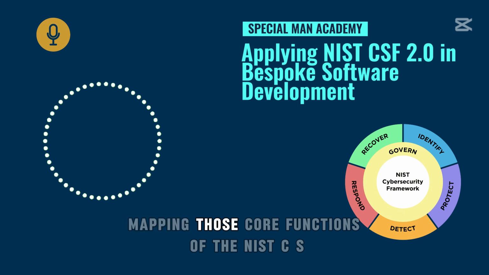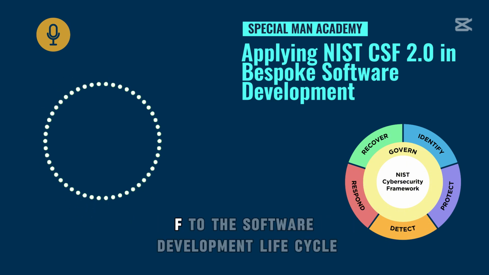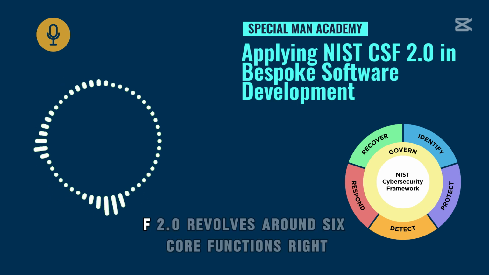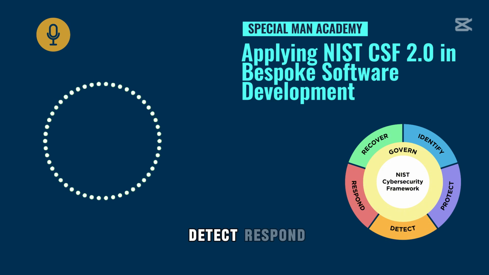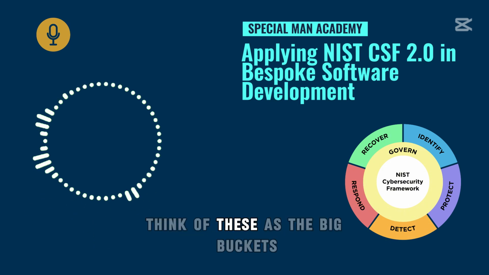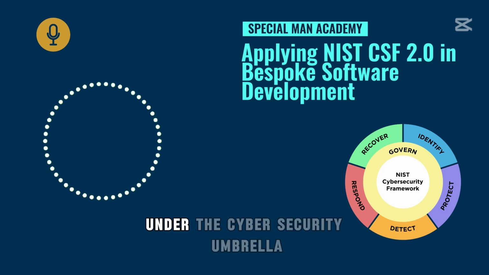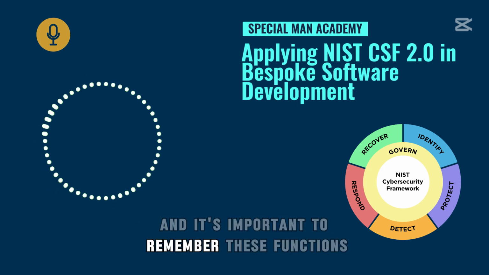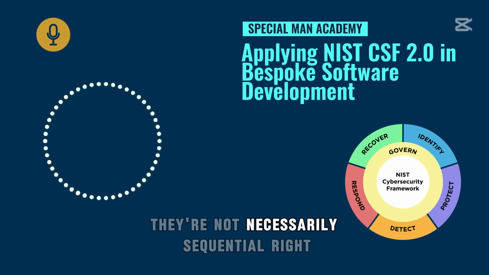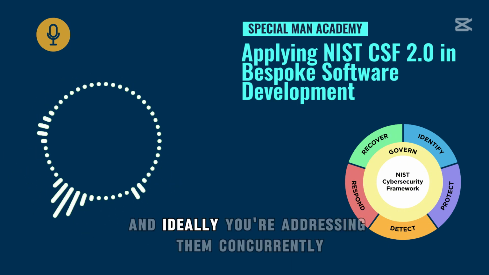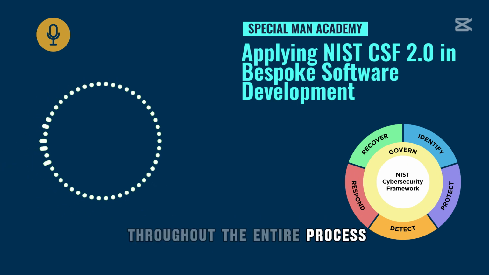Let's do it. Mapping those core functions of the NIST CSF to the software development lifecycle. Okay. So as we mentioned, CSF 2.0 revolves around 6 core functions. Right. Govern, identify, protect, detect, respond, and recover. Yeah. Think of these as the big buckets, the high-level categories that cover everything under the cybersecurity umbrella. And it's important to remember these functions are not necessarily sequential. Right. You don't just do one and then move on to the next. They're all interconnected. And ideally, you're addressing them concurrently. You've got to be thinking about all of them throughout the entire process.